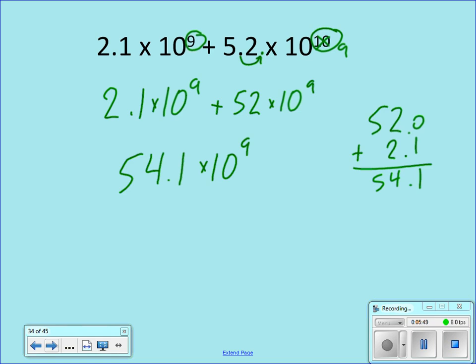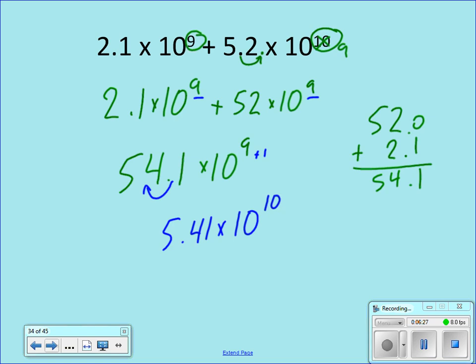54.1 is not between 1 and 10, so I'll move that decimal back over one. Since I moved it back one more, I can add one more on that 9. So that would be my answer right there. So even though they're not the same, I can make the exponents the same by moving that decimal. I could also have made them both 10 to the 10th. If I move this decimal one more spot over, that gives me 0.21.